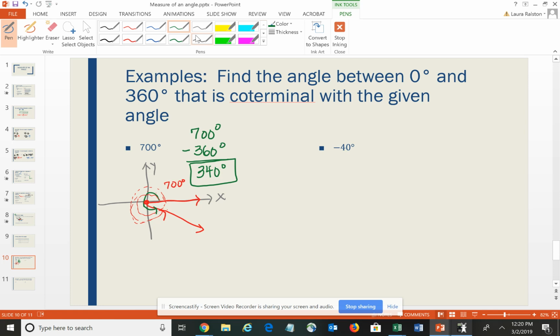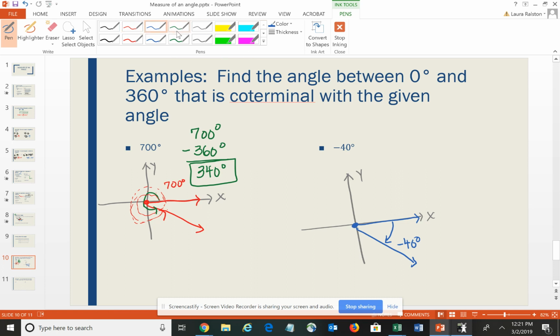Okay, so then looking at the next one, I want to try to do negative 40 degrees. If I think about what a negative 40 degree angle would look like initially in standard position, it's negative, so I'm going to rotate this direction. So there would be my negative 40-degree angle.